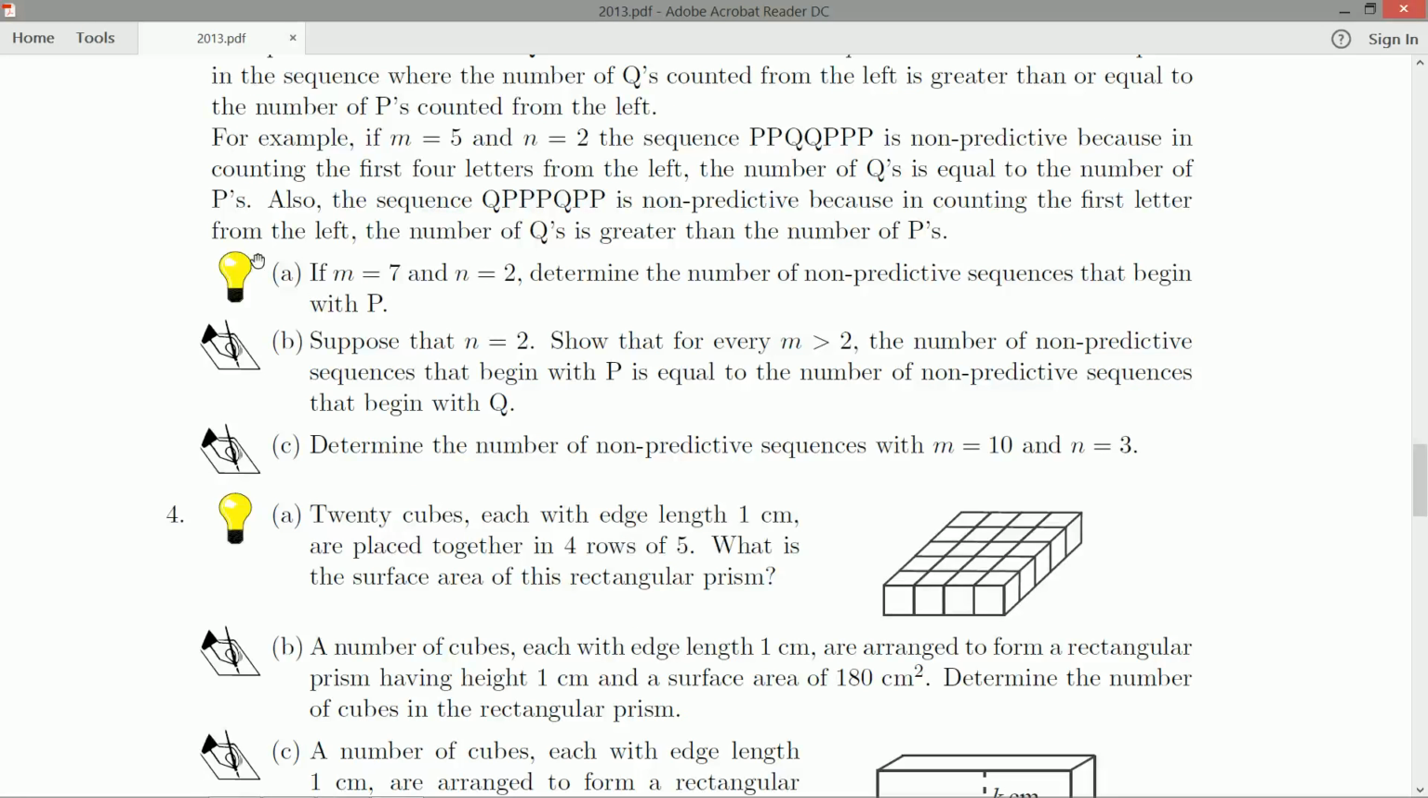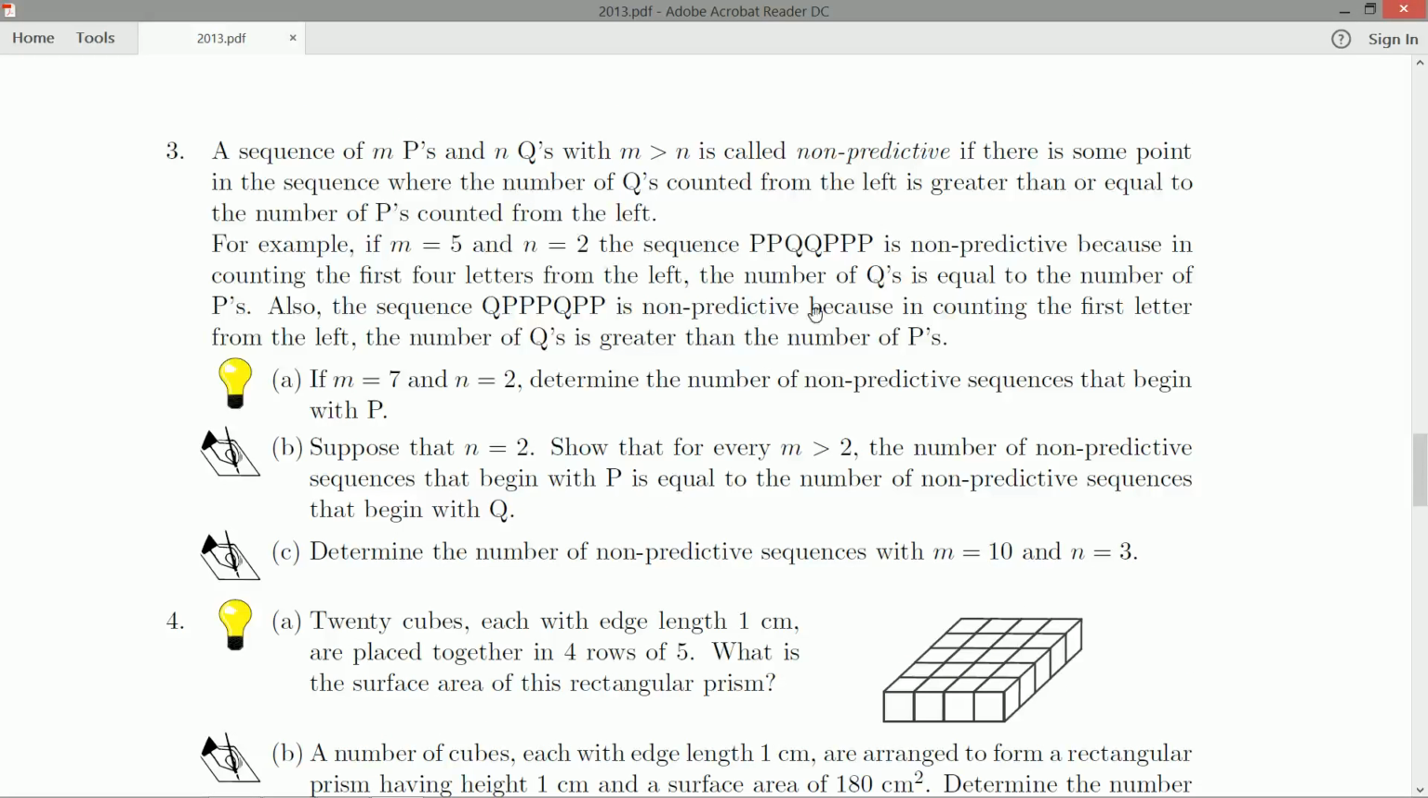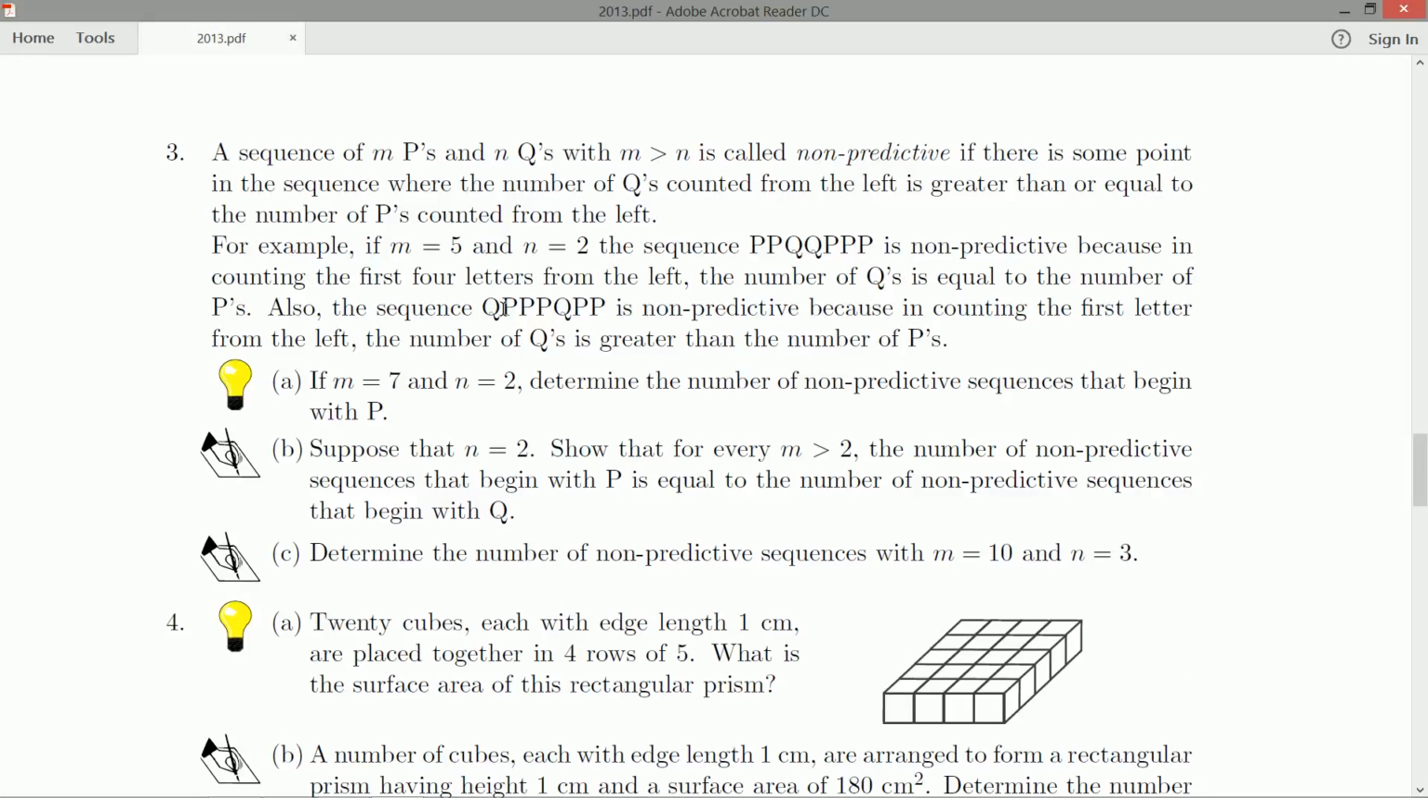Okay, so we got 3 parts to this question: light bulb and 2 writtens. If m equals 7 and n equals 2, determine the number of non-predictive sequences that begin with p. Okay, so we have to have the p first. You can't have one of these with q first.